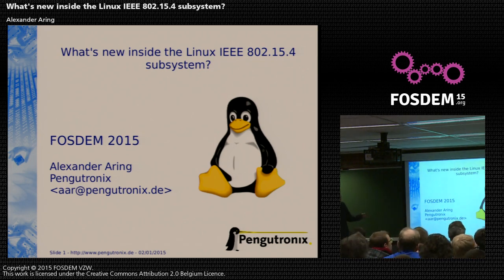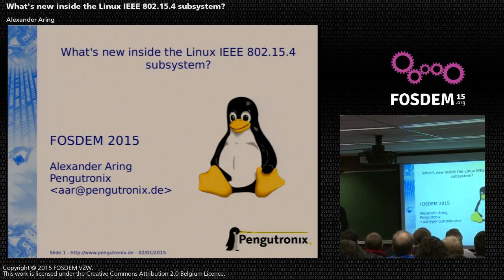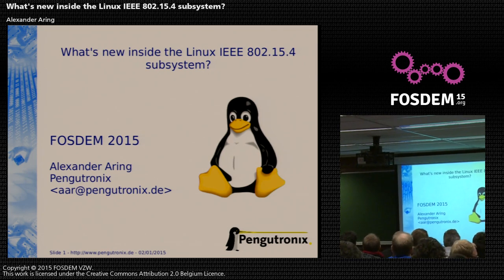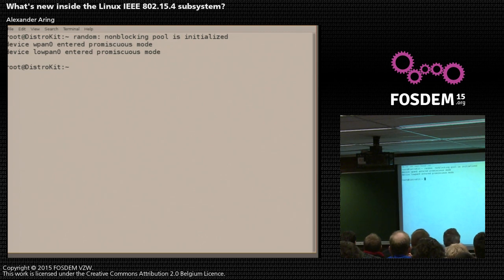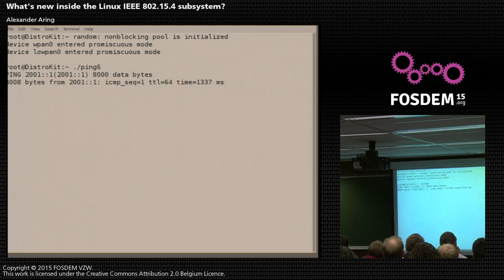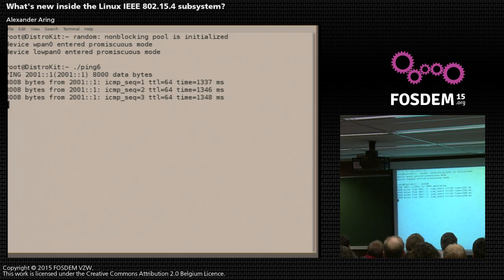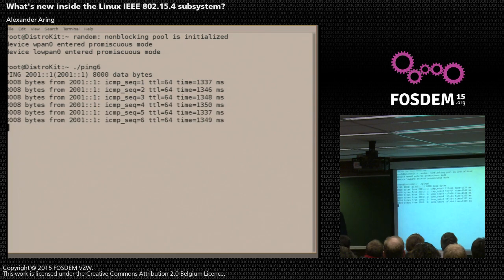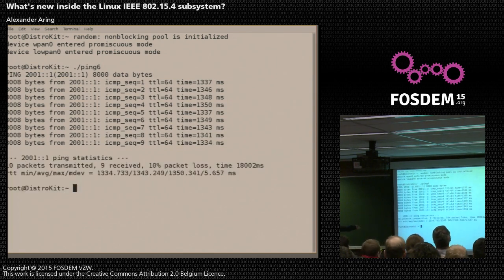Well, hello, everybody. Welcome to my presentation about what's new inside the Linux IEEE 802.15.4 subsystem. First I want to demonstrate a little demo here. I set up two virtual machines, and each has an IEEE 802.15.4 USB transceiver connected. And I ping between the nodes inside the virtual machines. It's a very high load ping, 8,000 bytes. You probably don't want it because the round trip time is over a second. So it's very slow, also because of low power and such. But it's only to show what's possible using the Linux stack.